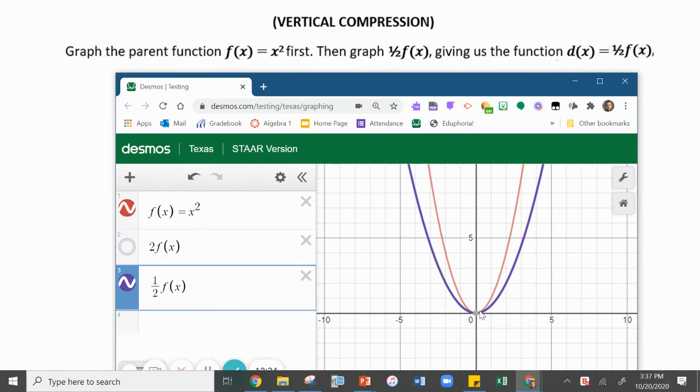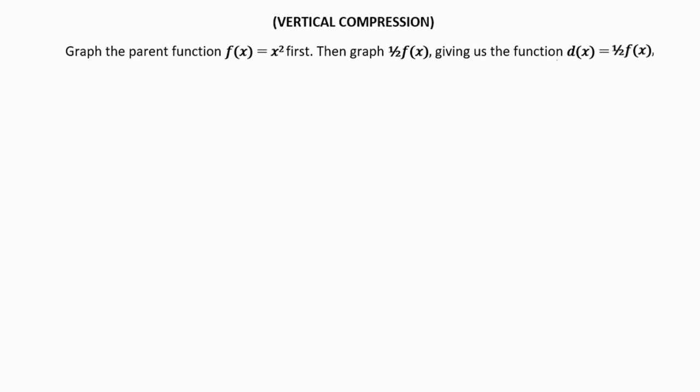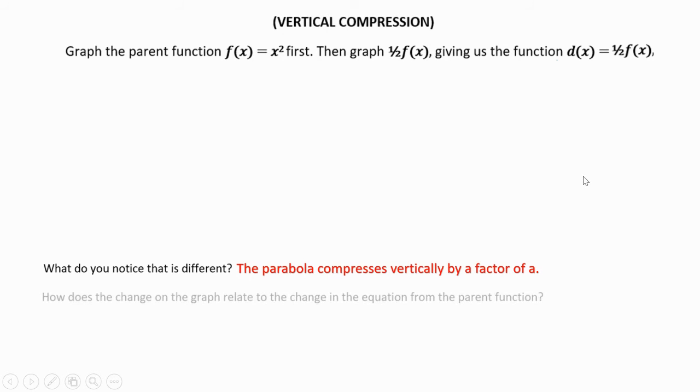Okay, that would be a compression. All right, and so when you see these, you can see the red line is the parent function. If the number is bigger than 1, like 2, it's going to vertically stretch it. And if it's a fraction, it's going to vertically compress it. Okay, so that would be our rule on that one.